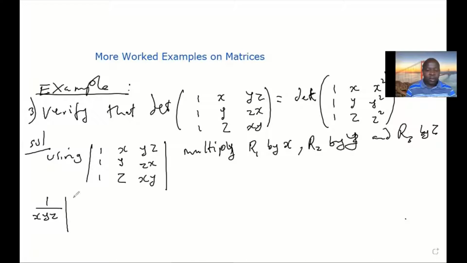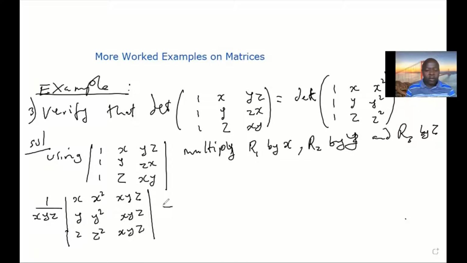So this will give me x squared, xyz, and this one gives me y squared, xyz, and this will give me z squared, xyz. If I multiply this by z, that's what I get. If I multiply this by y, that's what I get. If I multiply this by x, this is what I get.